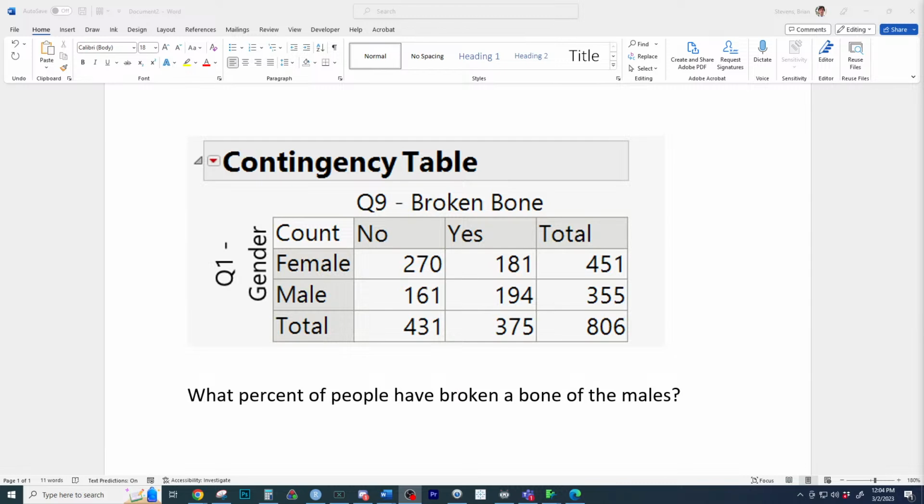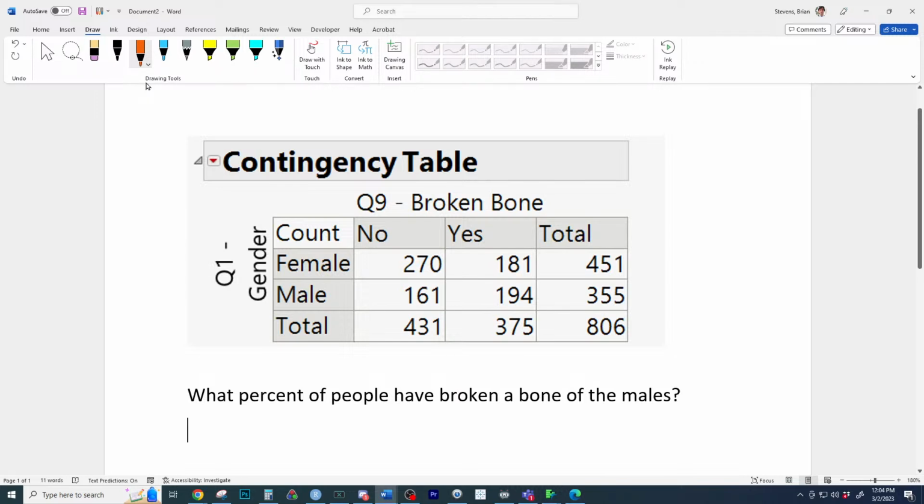Sometimes My Pearson really does a great job, and there's a great My Pearson question that goes over the small, subtle differences in wording, because this is a conditional distribution. So what percent of people have broken a bone of the males? We'll see. We'll give it a moment more right here. So we'd go right here. We'd have to look of the males. Is it? Let's find out.